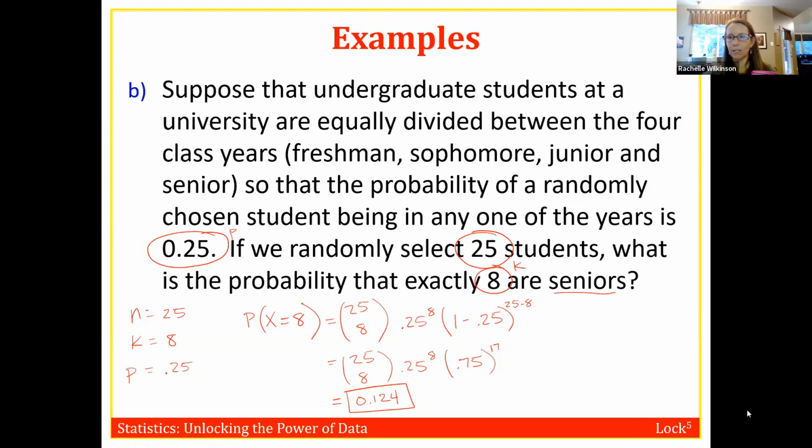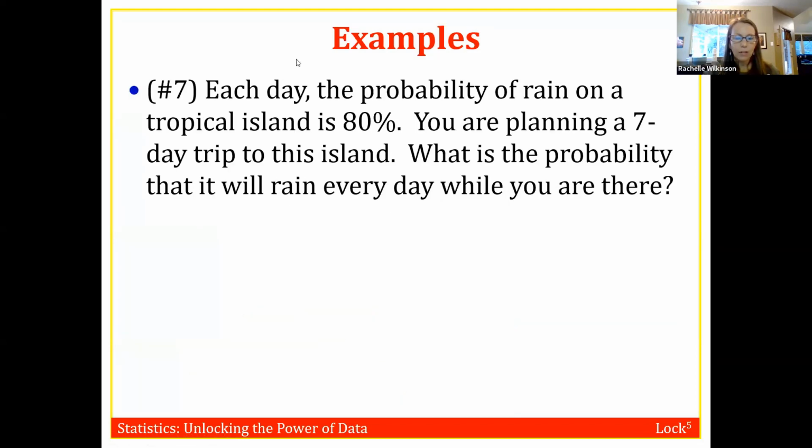Thumbs up, thumbs down? So this is number 7 on the probability practice problems, and it brings up a point that sometimes people struggle with, which is why I'm going to go over it. So it says, each day the probability of rain on a tropical island is 80%. You're planning a 7-day trip to this island. What is the probability that it will rain every day while you are there?